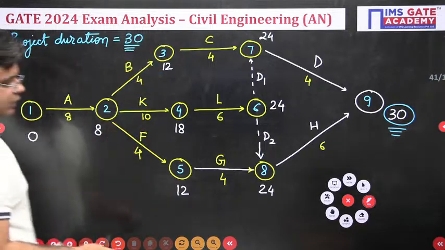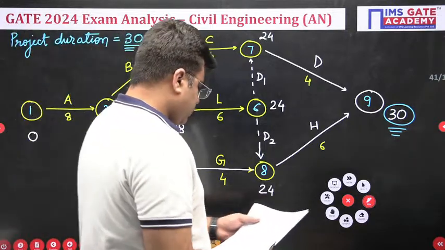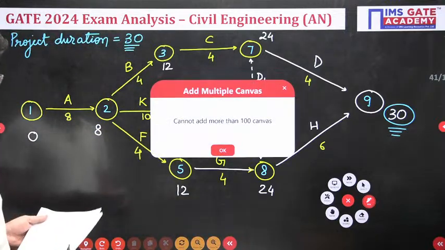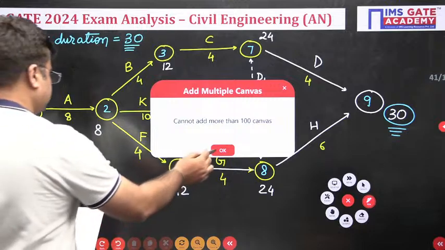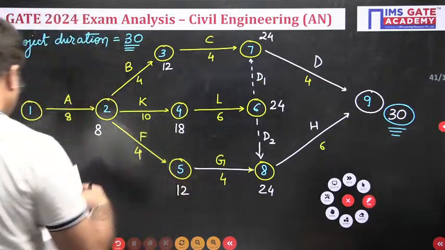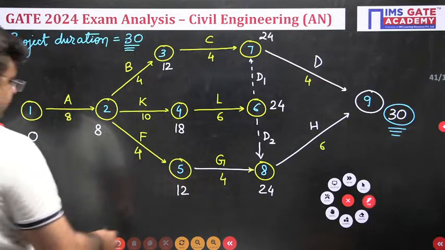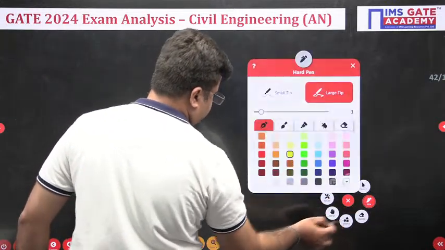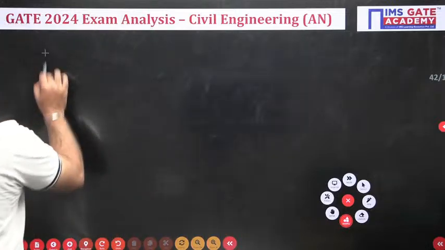The project duration is 30, okay. Now next question, they have asked us to calculate the shape factor. So you have an L section like this.